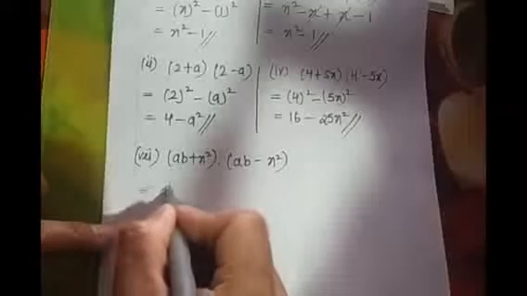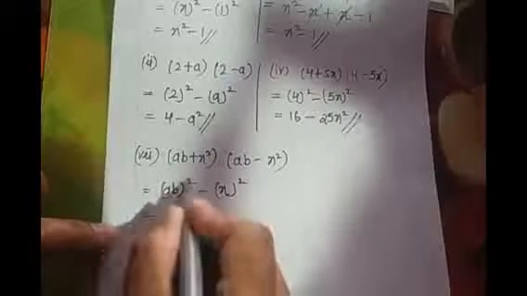What is the formula again? Again the same formula, that is a² − b². Simple. And now the square is for both a and b, so therefore this is a²b² − x⁴. Simple as that, isn't it?